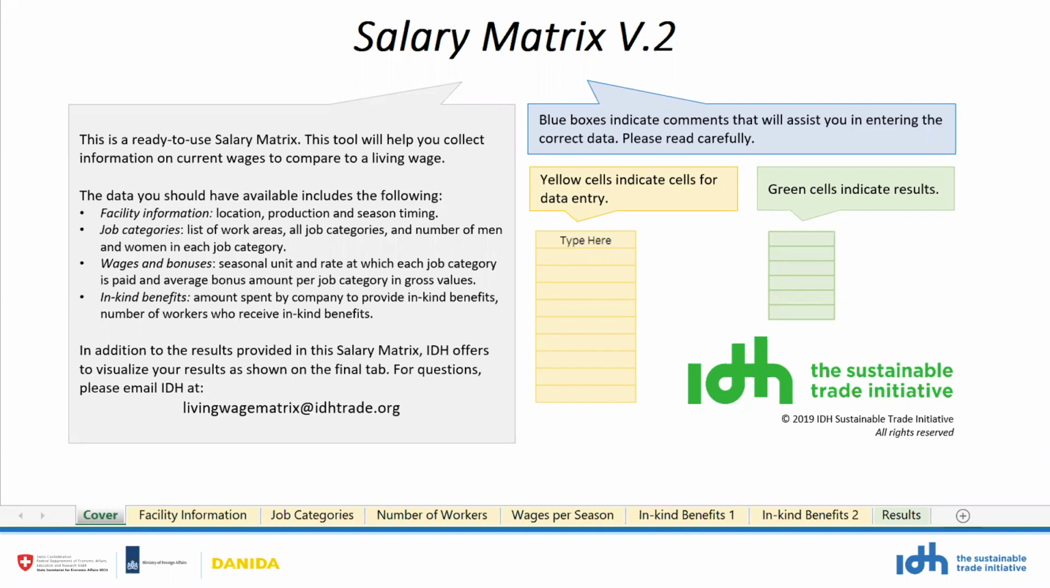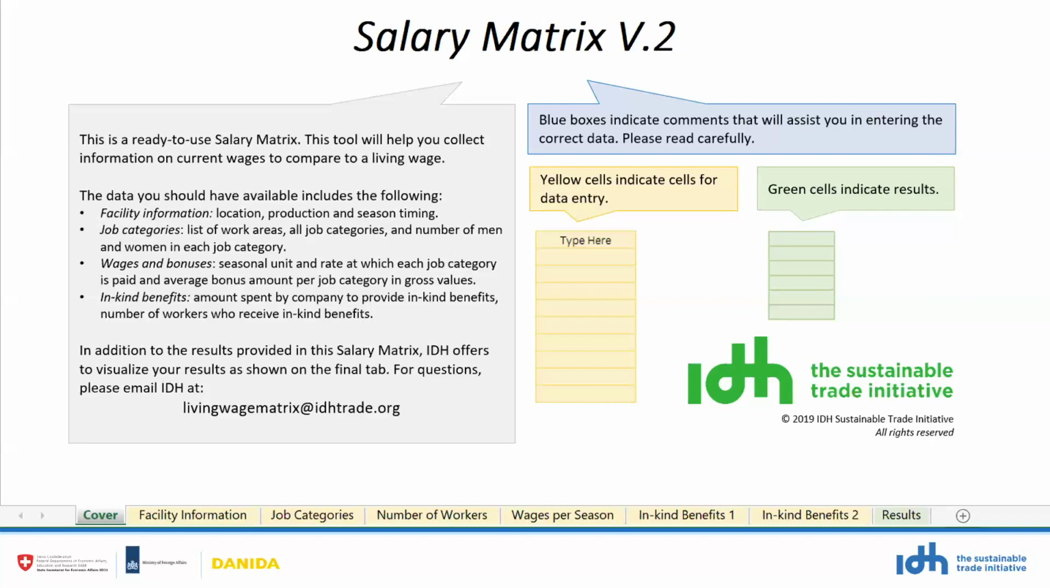Here you will see a list of information which you should have available before getting started. This includes the facility information, such as the location, the production, and the season timing. For the job categories, you will need a list of all work areas, all job categories, and the number of men and women in each job category. For the wages and bonuses, you will need the seasonal unit and rate at which each job category is paid, as well as the average bonus amount per job category, all in gross values. For the in-kind benefits, you should know the amount spent by the company to provide these in-kind benefits, as well as the number of workers who receive such in-kind benefits.